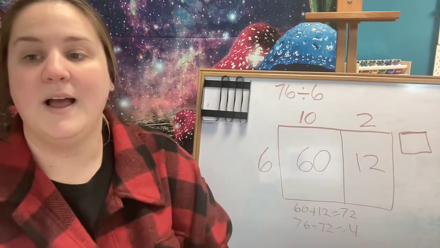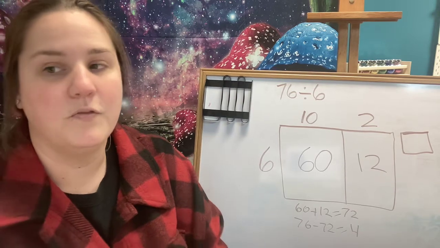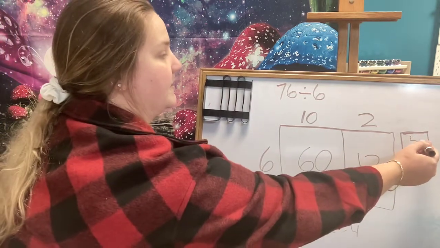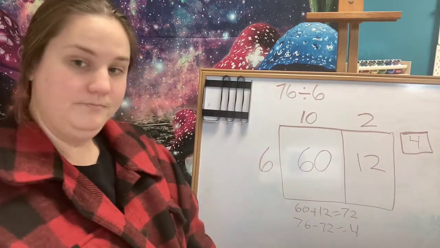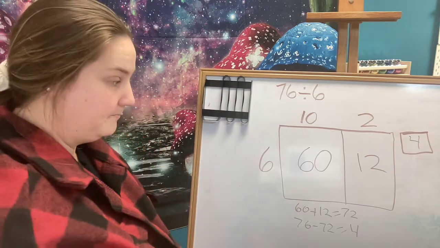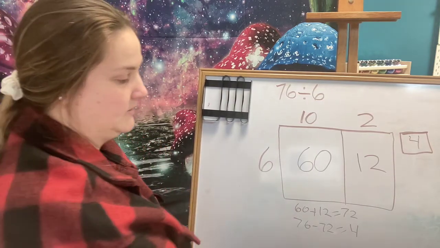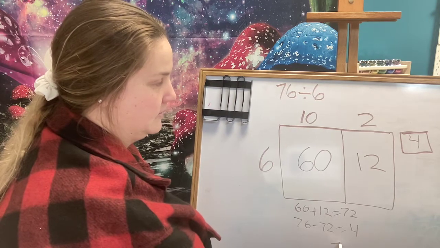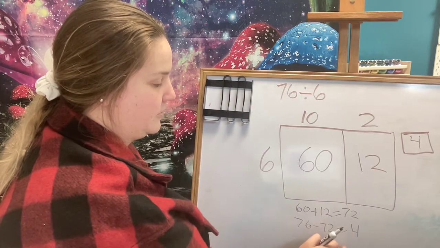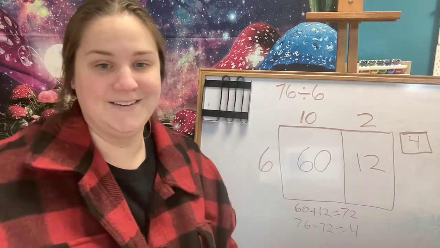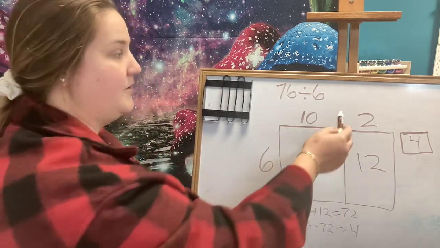Okay, and we will have a remainder of 4. So a 4 needs to go in this box up here. So your answer would be... sorry, I started to write that incorrectly. Your answer would be these two numbers up here.